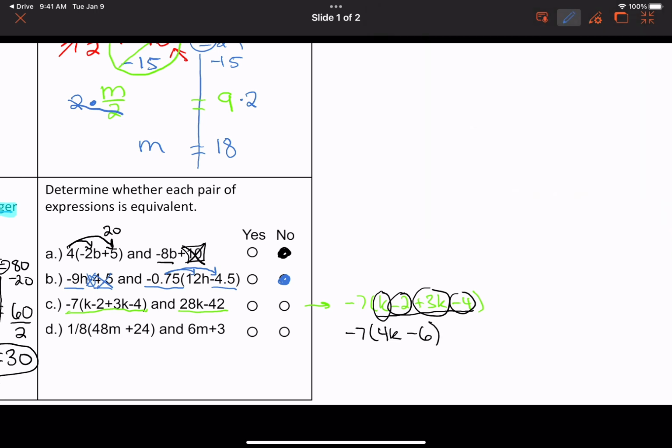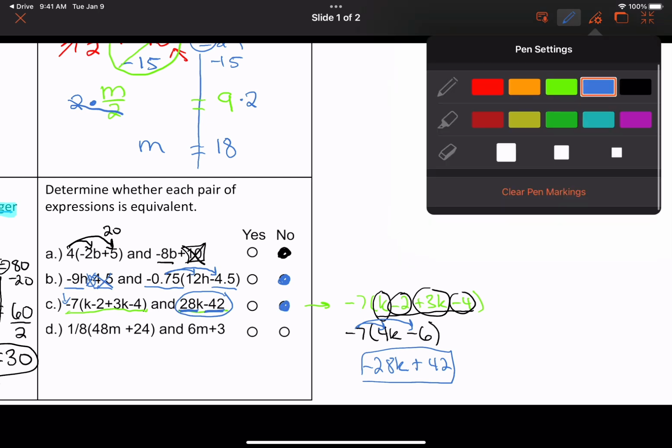Distributing those numbers, negative 7 times 4k is negative 28k. And negative 7 times a negative 6 will be a positive 42. You'll notice something, though, right away. That's not going to work, right? It's because we have a positive 28 and a negative 42 on this one, but our numbers are backwards here, right? So had this been maybe a positive 7 instead of a negative 7, we would have been good. So that's a nope. Those are not equivalent.